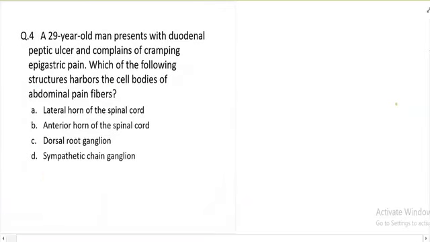Next question is 29-year-old man presents with duodenal peptic ulcer. Complains of epigastric pain. Which structure harbors the cell body of abdominal pain fibers? Now abdominal pain fibers, visceral pain fibers are carried by the visceral afferents. So all these visceral afferents are present in the dorsal root ganglion. So dorsal root ganglion is the area for afferent fibers.